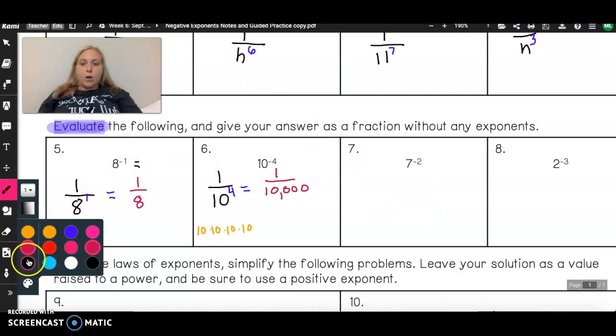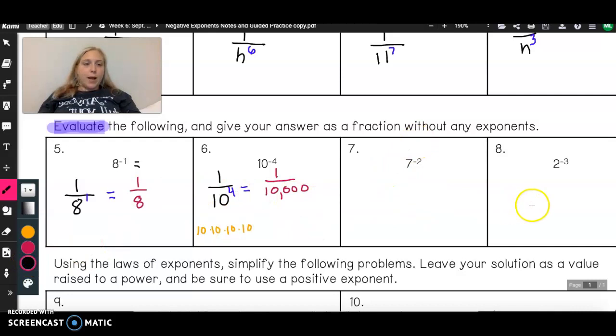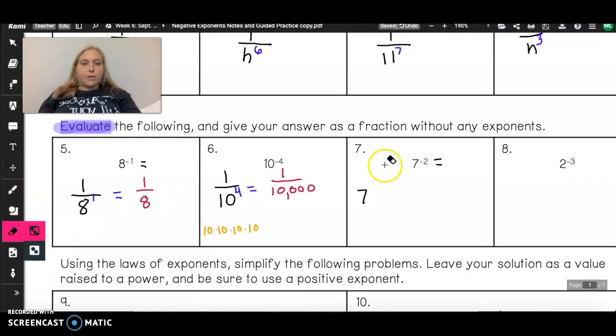You guys should have already attempted number 7 and number 8 on your own, so we're just checking those. 7 to the negative 2nd power is equal to 7, messed that up already. Let me erase that.